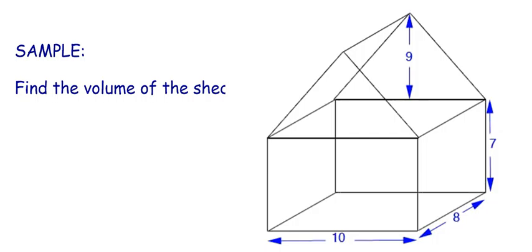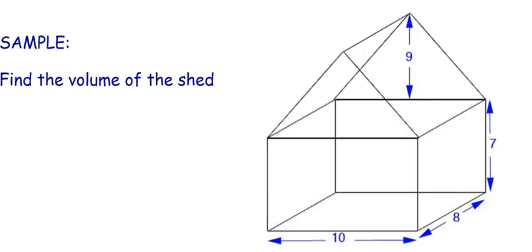So let's take it one step up. You got two shapes here, all the information that you need. Find the volume of the shed. Okay. So first find the volume of your triangular prism top, and then find the volume of your rectangular prism base, and add them together.